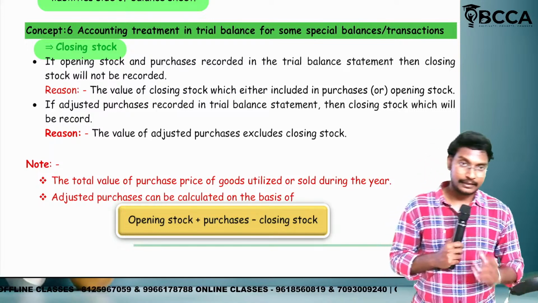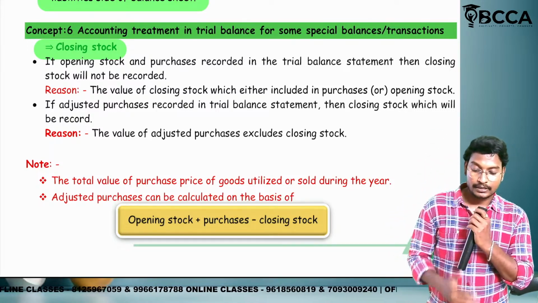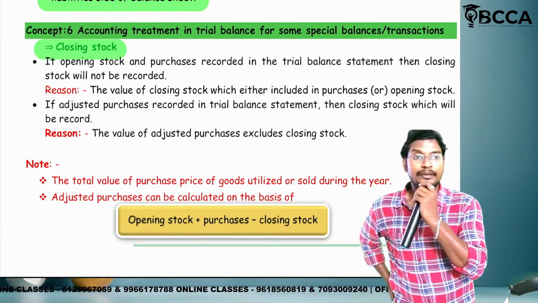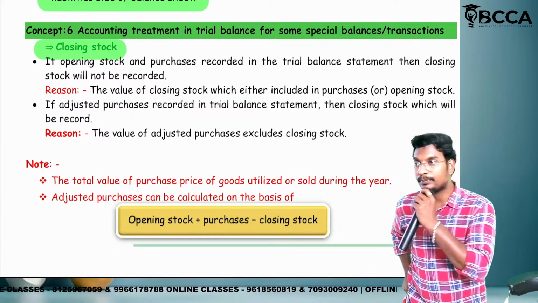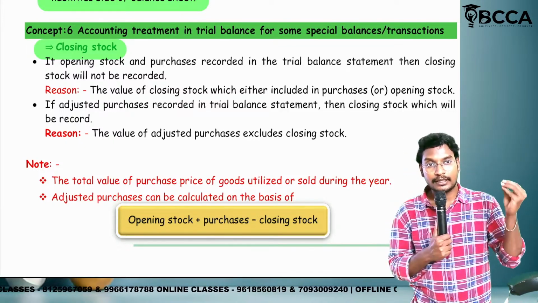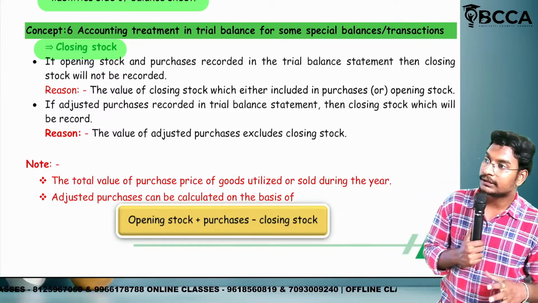Now, terminologies we have discussed. Should closing stock be recorded in the trial balance, or should it not be recorded in the trial balance? This is the point. Now, what is the point? At which point of time do we need to record the closing stock in the trial balance? At which point of time should we not record the closing stock in the trial balance?